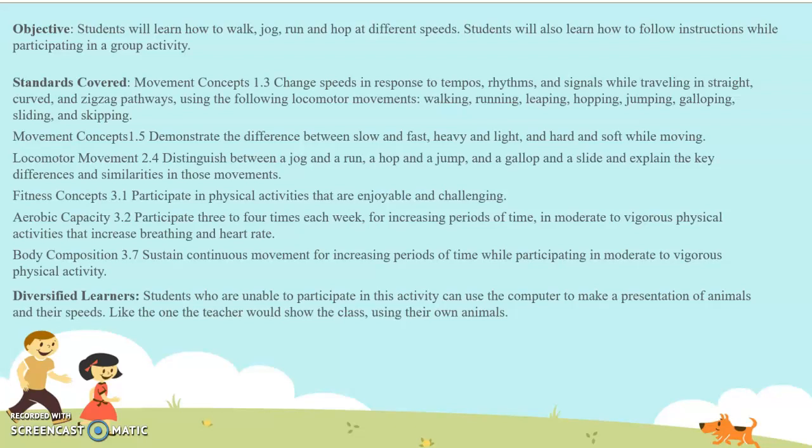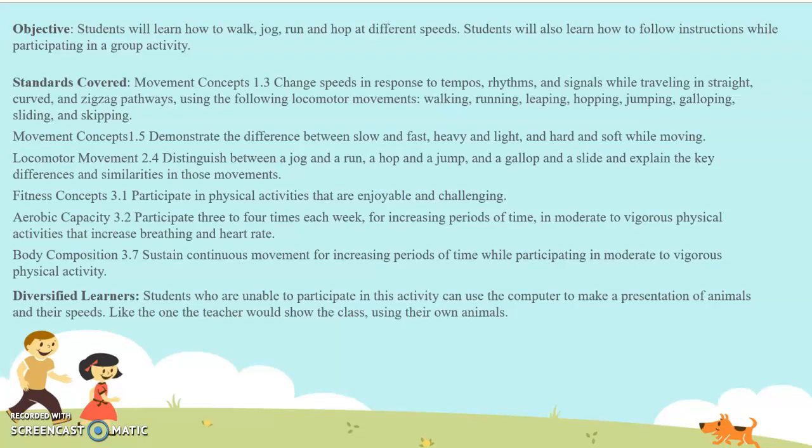Standards covered. Movement concept 1.3: change speeds in response to tempos, rhythms, and signals while traveling in straight, curved, and zigzag pathways using the following locomotor movements: walking, running, leaping, hopping, jumping, galloping, sliding, and skipping. Movement concept 1.5: demonstrate the difference between slow and fast, heavy and light, and hard and soft while moving. Locomotor movement 2.4: distinguish between a jog and a run, a hop and a jump, and a gallop and a slide, and explain the key differences and similarities in those movements.